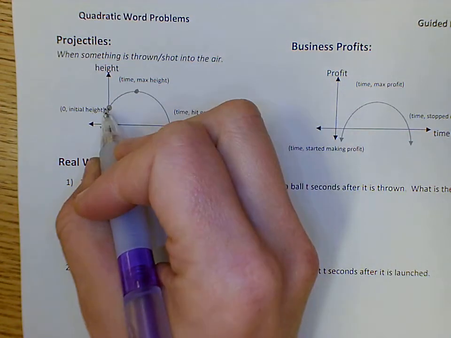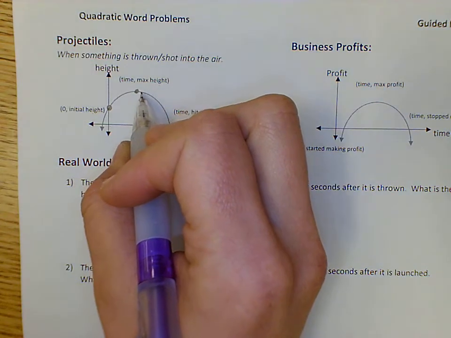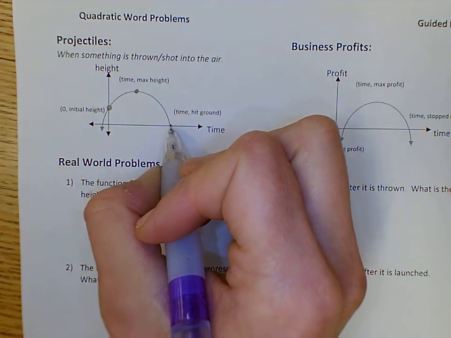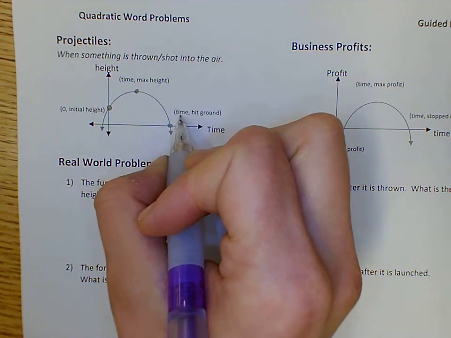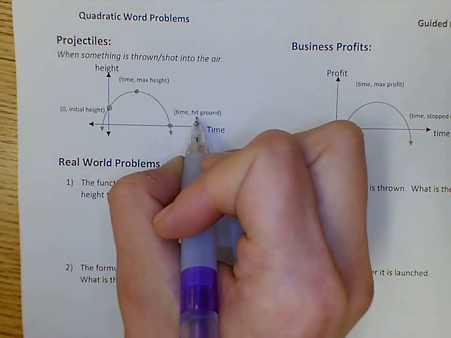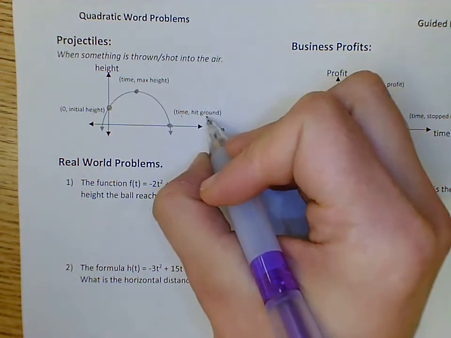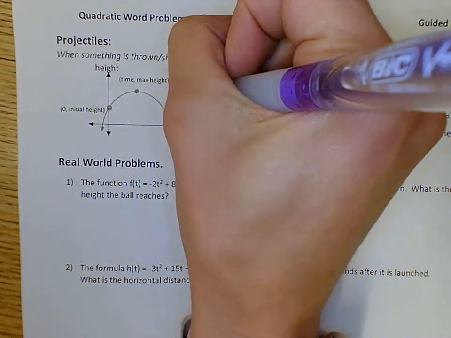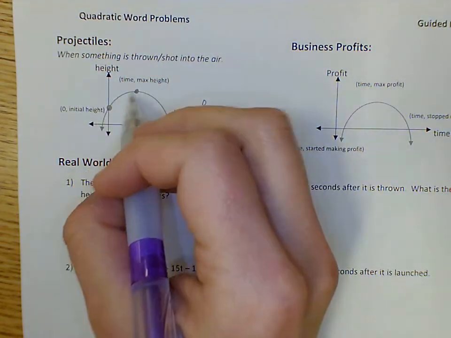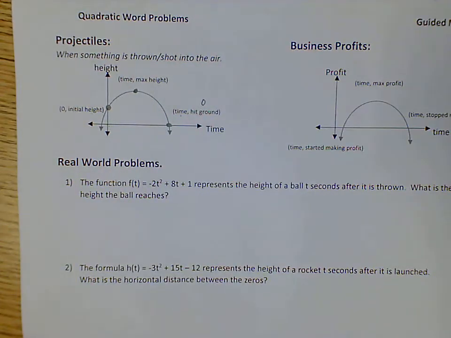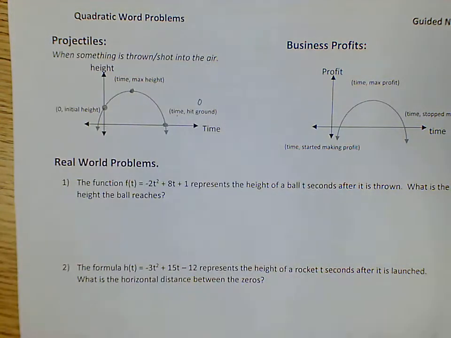Then it goes up, reaches that max height, gravity takes over, and it falls back down to the ground. This point right here, if you look at the x value, tells you the time that it hits the ground. The y value will be 0 because the height above the ground is 0 there. Those are the three important points you'll need to know for projectile type problems.